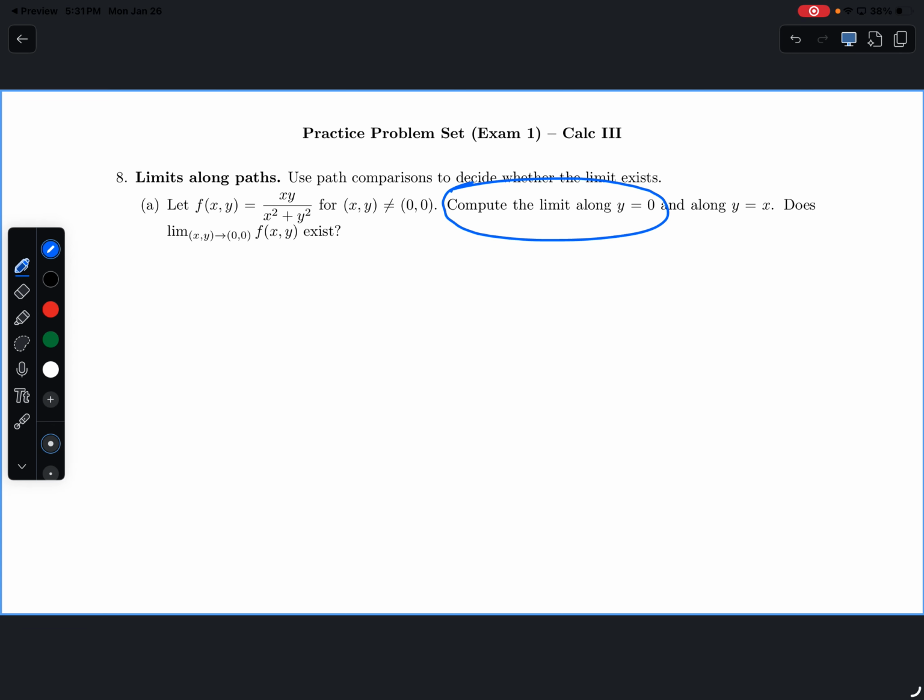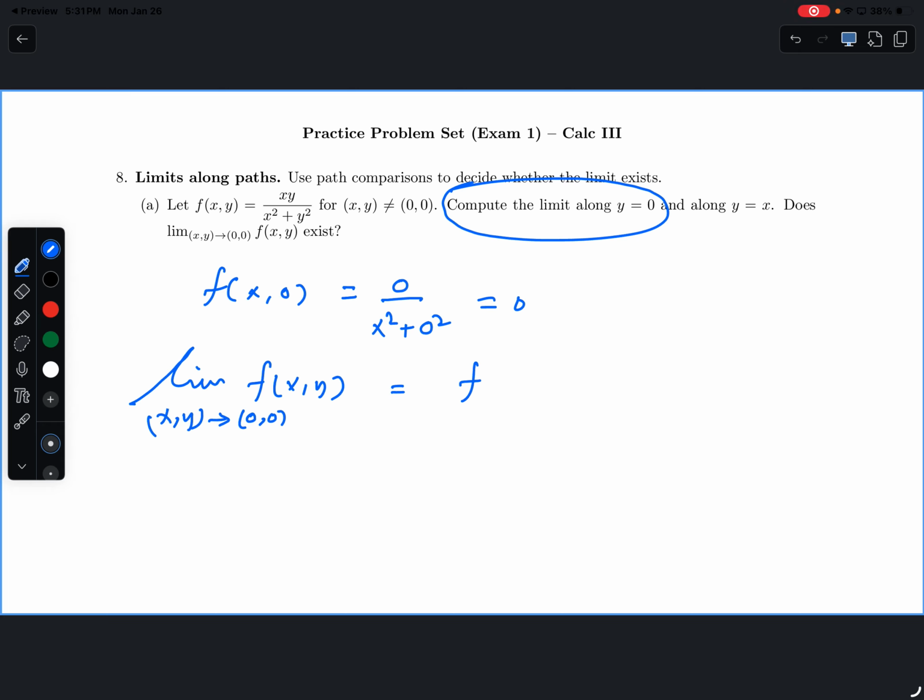Yeah. So whenever you find such a thing, you simply substitute y is equal to 0. So this will give you 0 divided by x square plus 0 square, which is 0. Now if you find the limit, obviously the answer is 0. Okay? So you can write the limit of the function, but y is explicitly 0, so x comma 0 goes to 0, 0 of 0 is equal to 0.